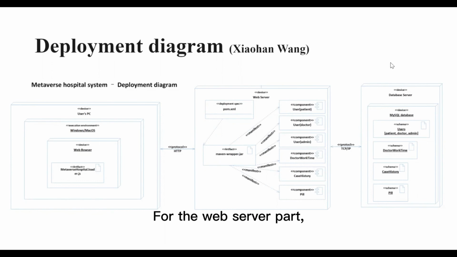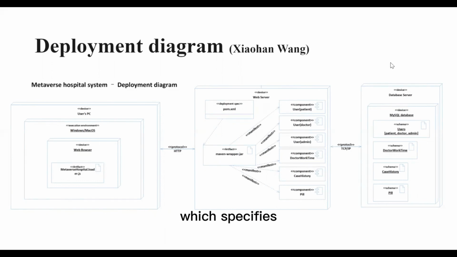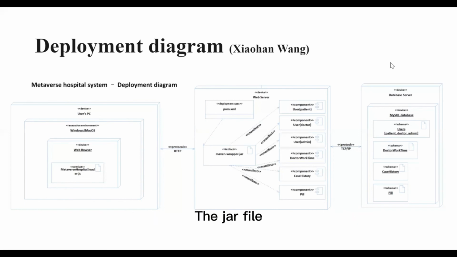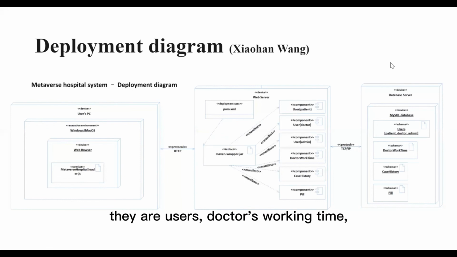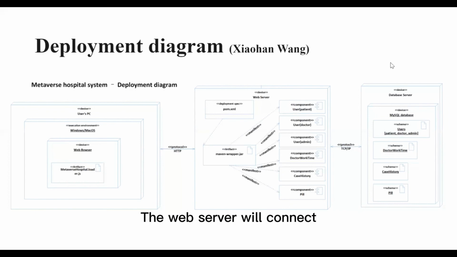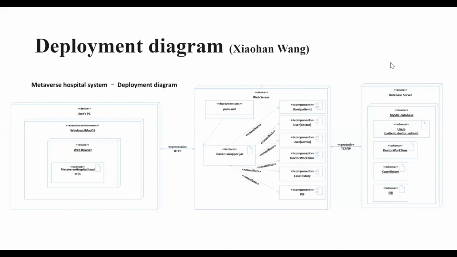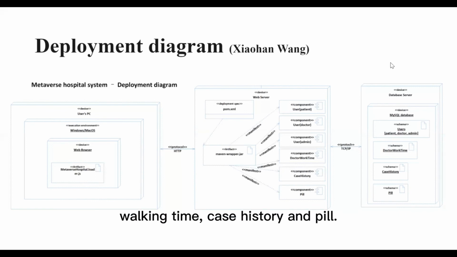For the web server part, pom.xml is the deployment specification file, which specifies parameters guiding the deployment of the jar file. The jar file has manifest relationships with several components. There are users, doctors' working time, pill, and patient's case history. The web server will connect with the database server by using the TCP/IP protocol. We will launch a MySQL database service as our local database. There are several schemas of our database. There are users, doctor working time, case history, and pill.